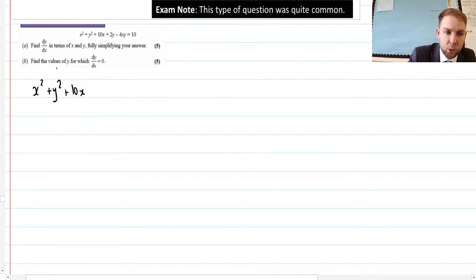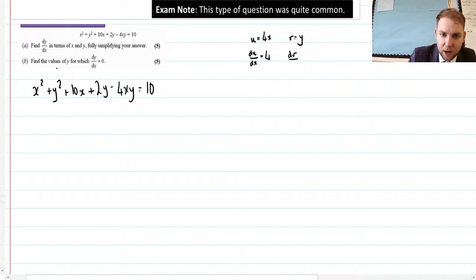So x squared plus y squared plus 10x plus 2y minus 4xy is equal to 10. Now, the first thing I'm going to try and look for is anything that's multiplied, which is that 4xy. So I'm going to do that over in the corner because that's the product, isn't it? So let's write u is equal to 4x, v is equal to y, because you've got those two things multiplied by each other. So du by dx is equal to 4, and dv by dx is equal to dy by dx.